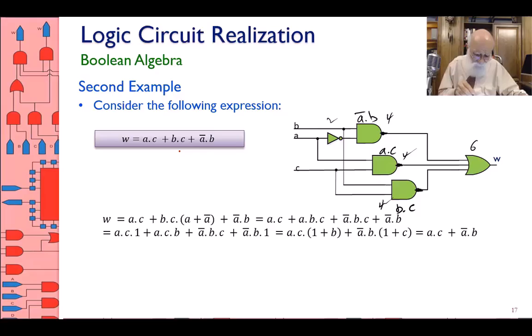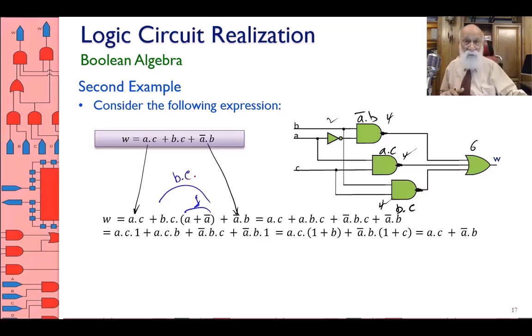You say, well, let's take AC, keep it as is. Let's take A bar B, keep it as is. But then let's take BC and AND it with A or A bar. Now, A or A bar is 1, right? A or A bar is 1, and therefore ANDing BC with the 1 doesn't matter. That's the same thing as BC. Why do I do that? Well, because I like to do this. Okay?